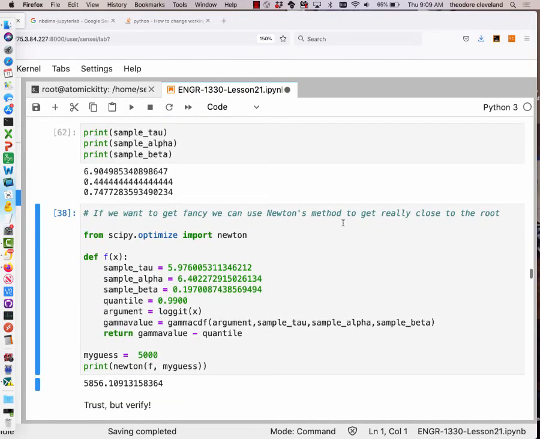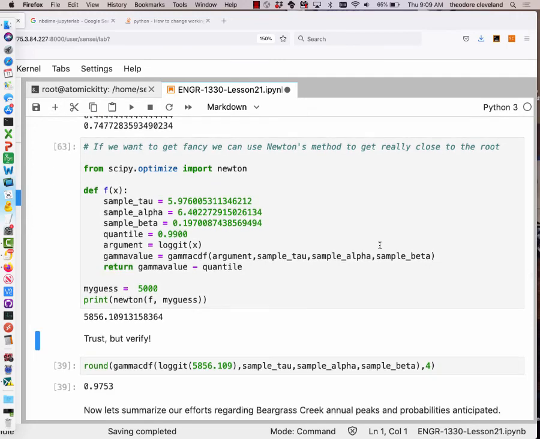We can get fancy with Newton's method. And if we're looking at the 99 percentile non-exceedance, so 99% of the time it'll be less than, 1% greater than, we come up with a value of 5,856. So 5,856 data units corresponds to the 1 percentile bigger than, 99 percentile smaller than.